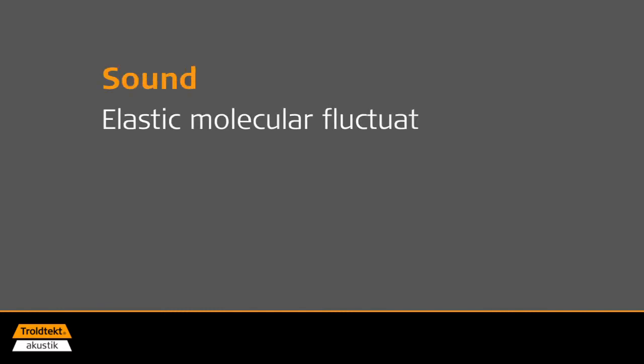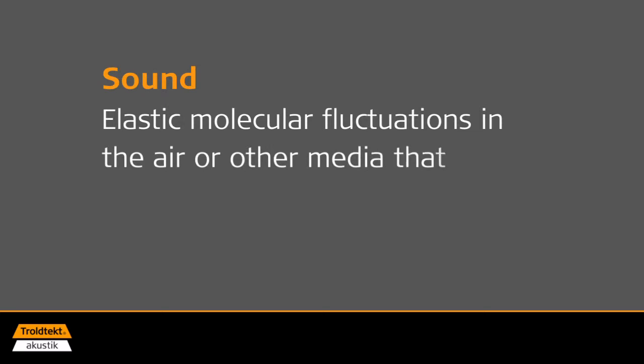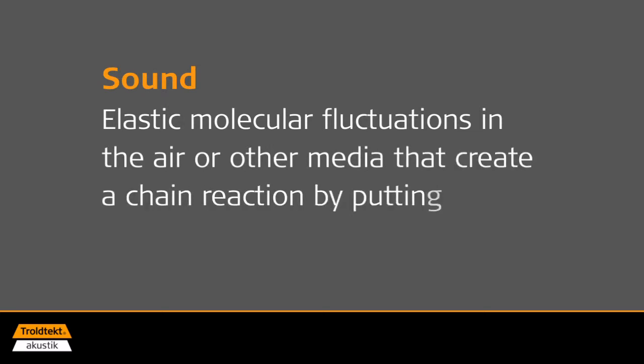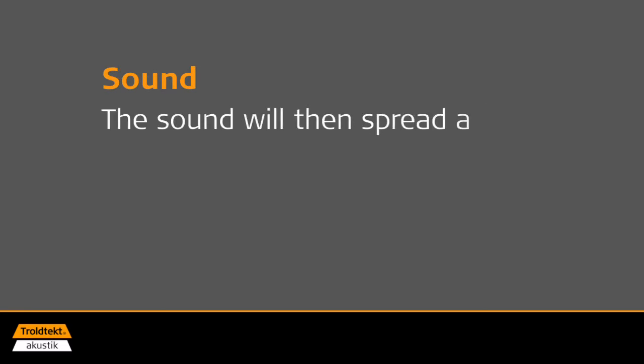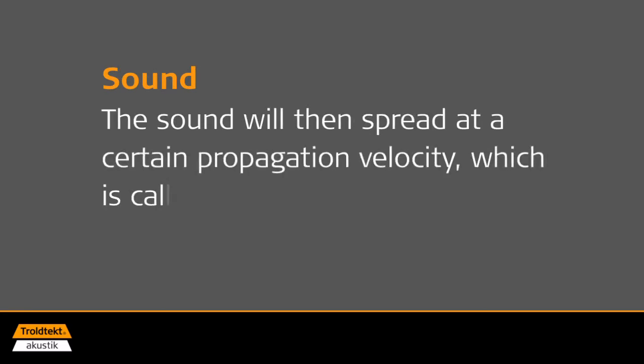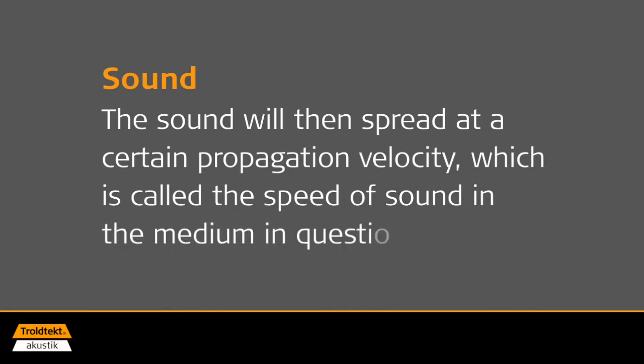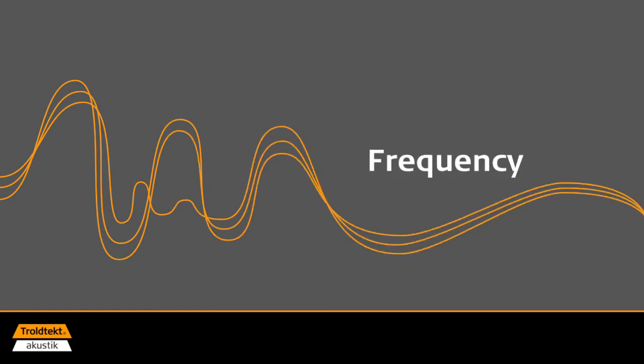Scientifically speaking, sound is defined as elastic molecular fluctuations in the air or other media that create a chain reaction by putting the nearest particles in motion. The sound will then spread at a certain propagation velocity, which is called the speed of sound in the medium in question. Sound vibrations can be described as a progressive sound wave, which propagates in all directions like rings in water.